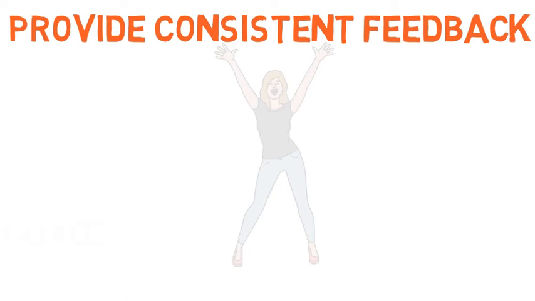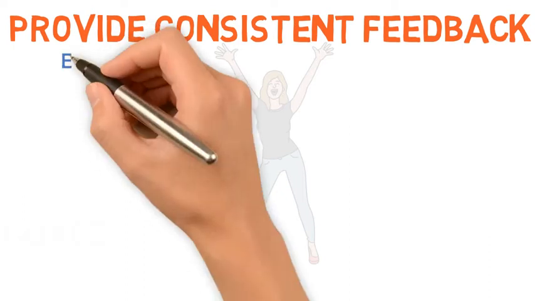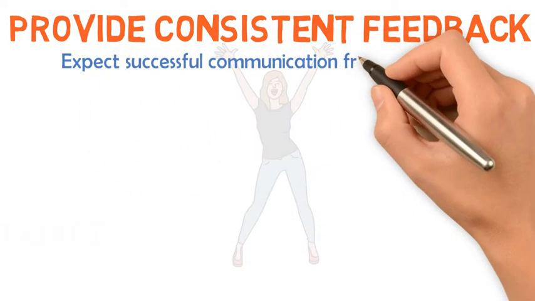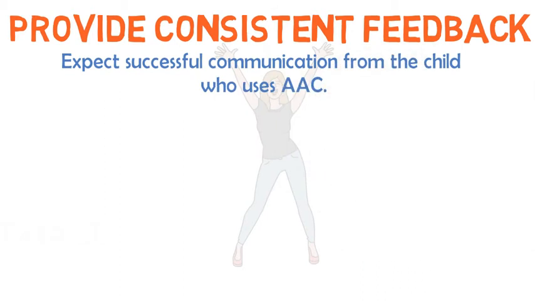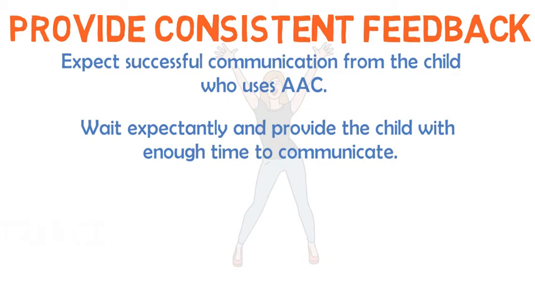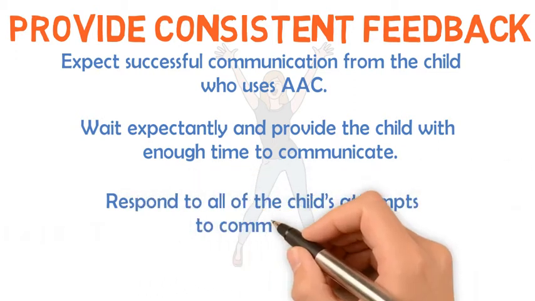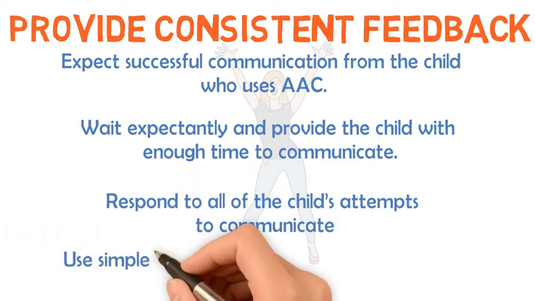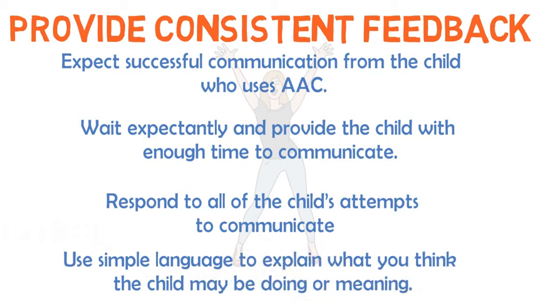Provide consistent feedback. There are many ways to communicate that do not include speaking, such as looking at something, reaching, grunting, laughing, crying, or pointing. Respond to all of the child's attempts to communicate. Use simple language to explain what you think the child may be doing or meaning.